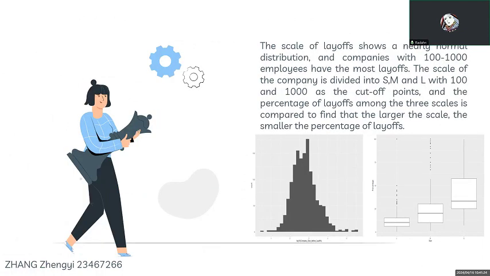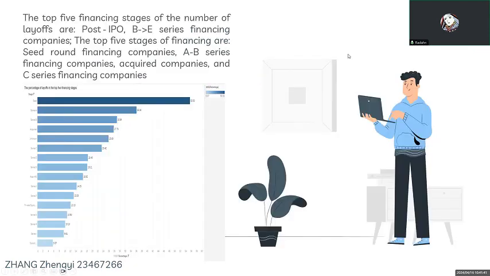The scale of layoffs shows a nearly normal distribution, and companies with 100 to 1,000 employees have the most layoffs. Comparing the percentage of layoffs among the 3 scales, we find that the larger the scale, the smaller the percentage of layoffs. The top 5 financing stages by number of layoffs are post-IPO, B, and series financing companies, and the top 5 stages by layoff ratio are shown in the picture.